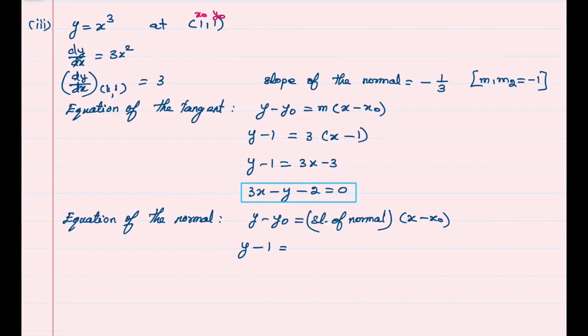Slope of the normal is minus 1 upon 1 by 3. x minus x0 is 1. We will multiply the whole equation by 3. Therefore, the equation is x plus 3y minus 4 equal to 0.